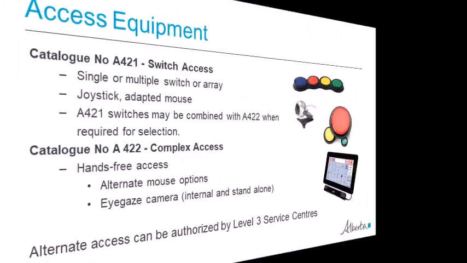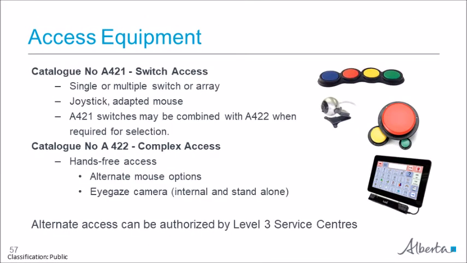If a client needs alternate access options such as switches, adapted mice, or joystick, catalog number A421 should be used. Alternate access options can only be assessed by Level 3 service centers. Switches may range from a single switch or a switch array. Clients are provided with one access method to operate their communication device. Switches may be replaced on an annual basis and are typically not covered by AADL for repairs.